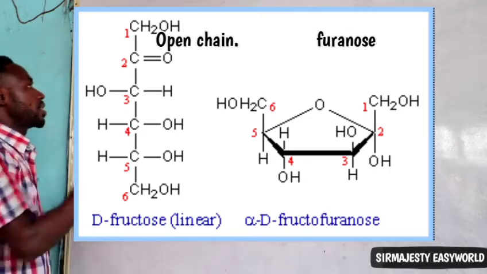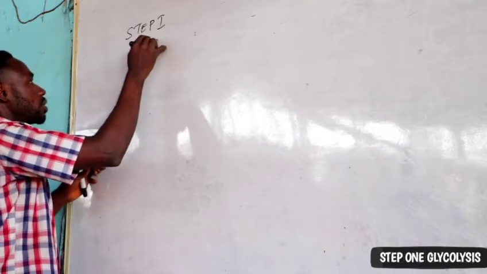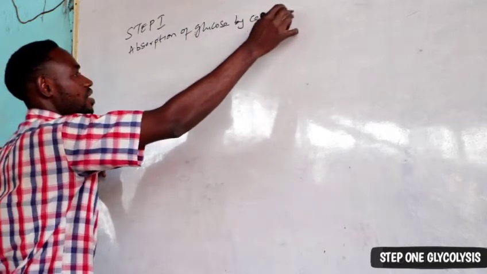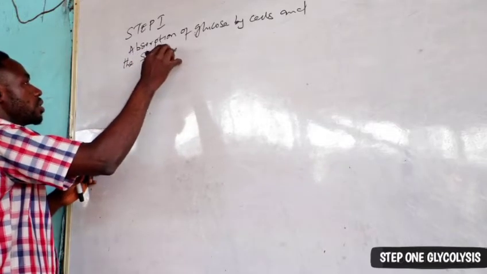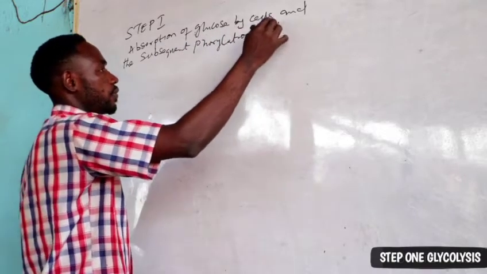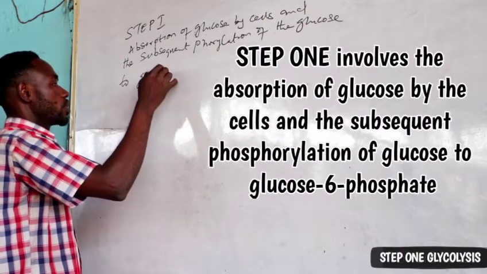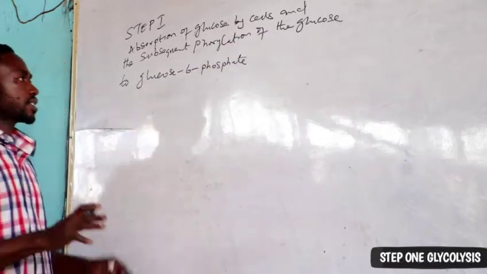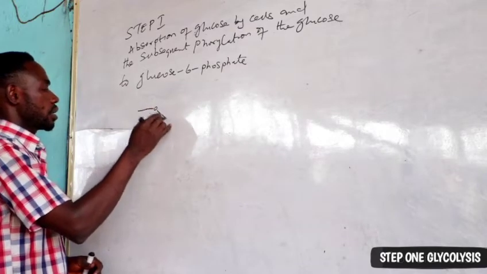Step 1 in glycolysis involves the absorption of glucose by the cells and the subsequent phosphorylation of the glucose to glucose 6-phosphate. That is the first reaction. So structurally, we have the structure of glucose in this way.